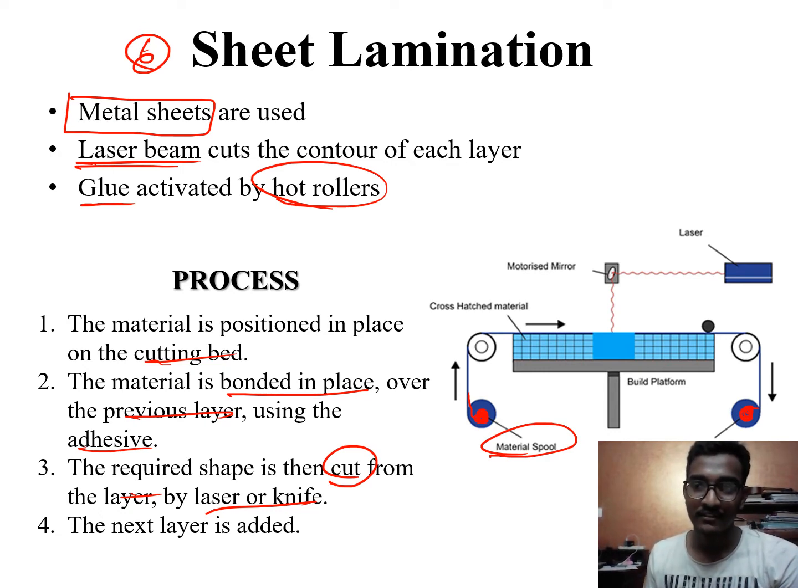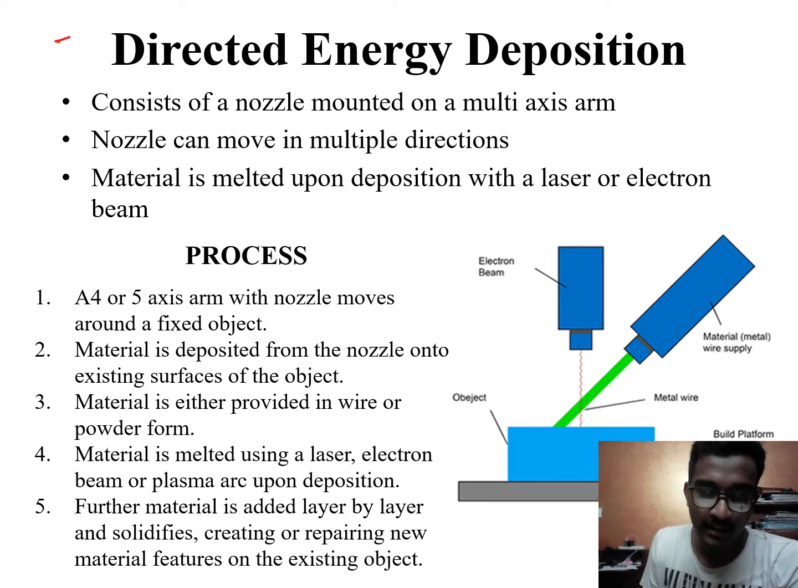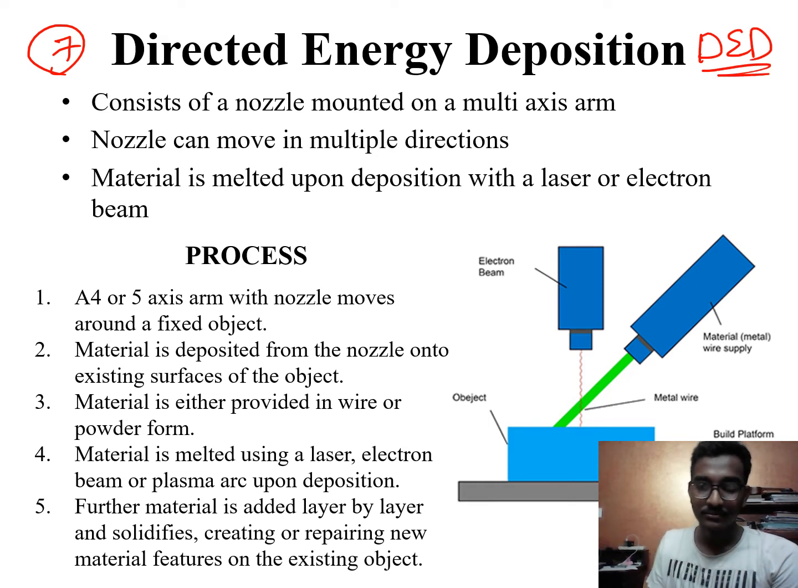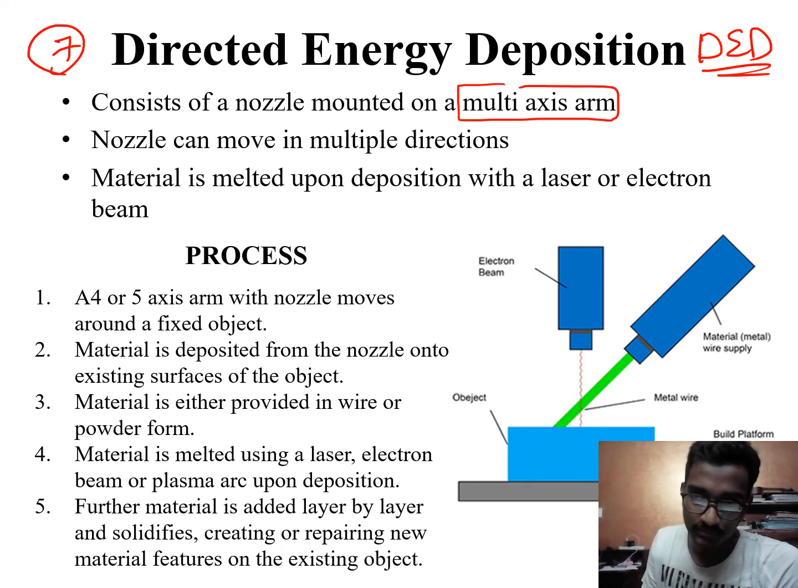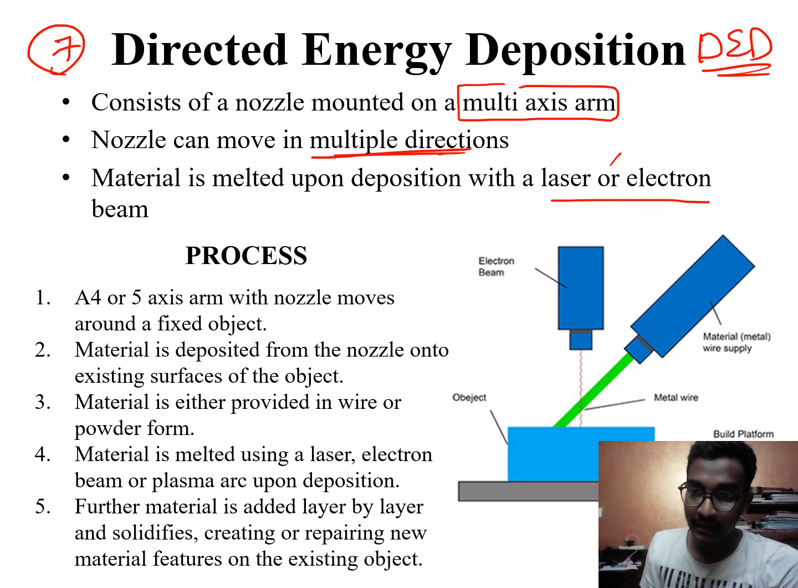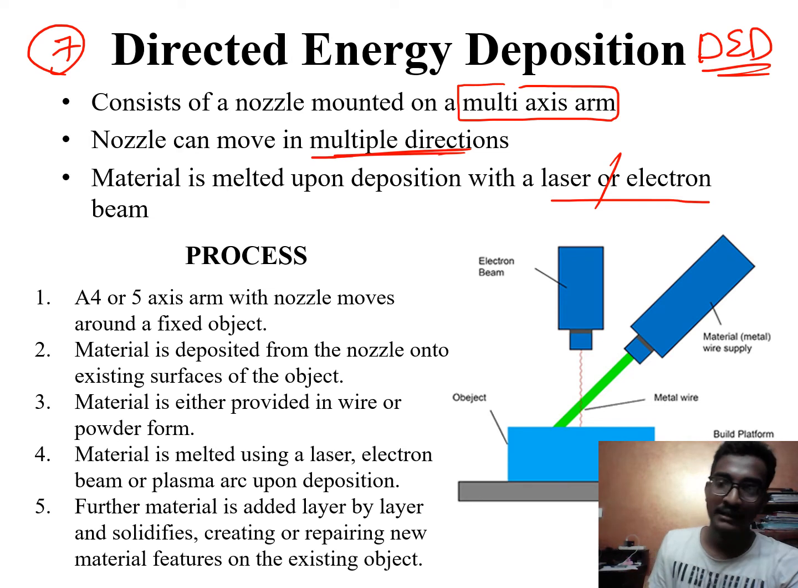So let us go to the next, the seventh and final one. Directed energy deposition, we also call it DED. It consists of a nozzle mounted on a multi-axis arm. The nozzle can move in multiple directions, in 360 degrees, and the material is melted upon deposition with a laser or electron beam.